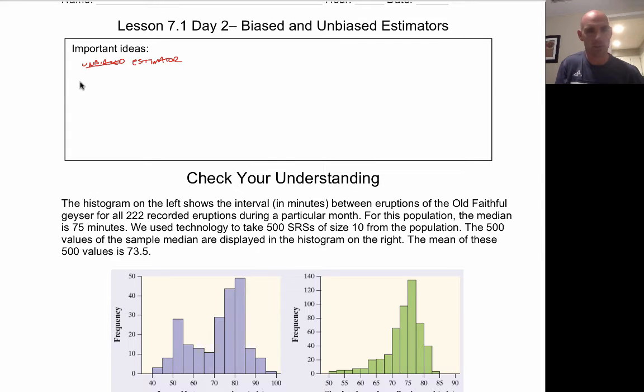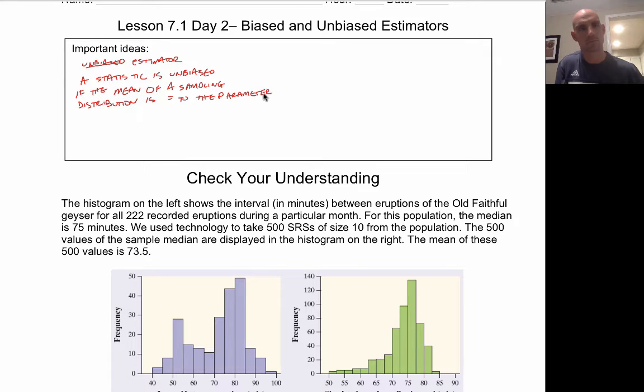And so what we do is, we're going to say this: a statistic is unbiased if the mean of a sampling distribution is equal to the parameter. Okay, so when we look at it, our distributions can tell us something.